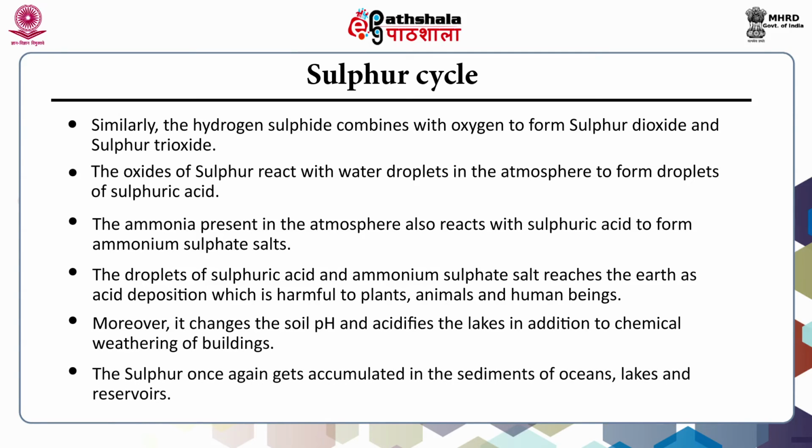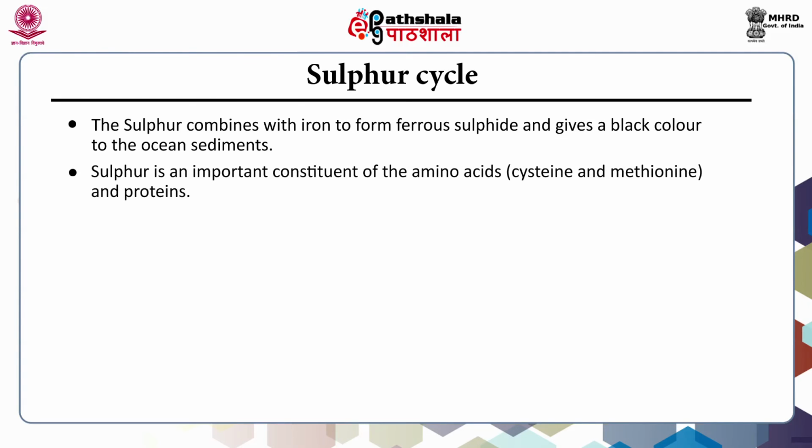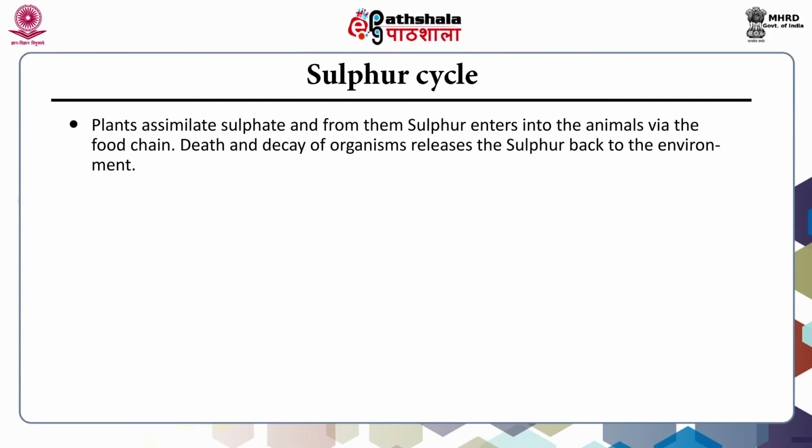Now, the sulfur once again gets accumulated in the sediments of ocean, lakes and reservoirs. It also combines with iron to form ferrous sulfide and gives a black color to the ocean sediments. Now, sulfur is an important constituent of even the amino acids, especially the cysteine and methionine, which become a constituent of the proteins. Only few organisms can utilize this organic sulfur via amino acids. Rest assimilate sulfur in the inorganic form as sulfate ions. The plants will assimilate sulfate, and from them sulfur enters into animals via the food chain.